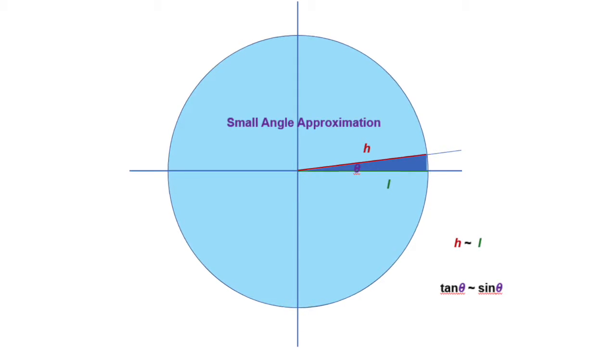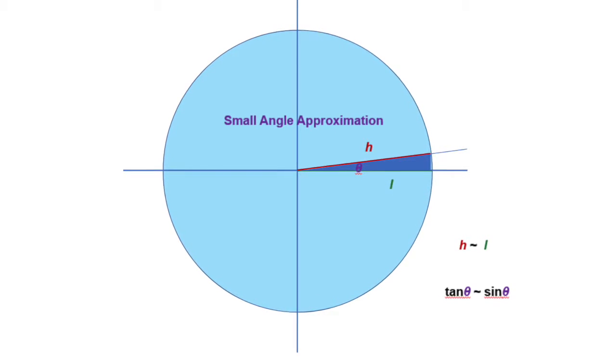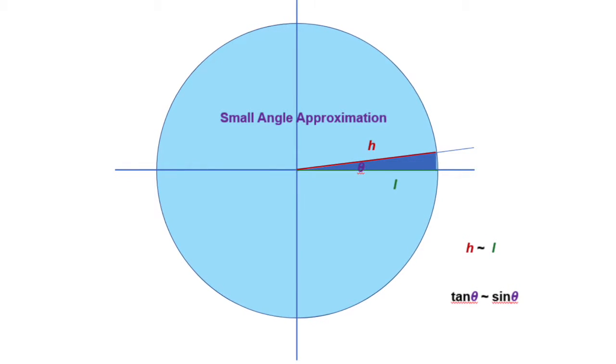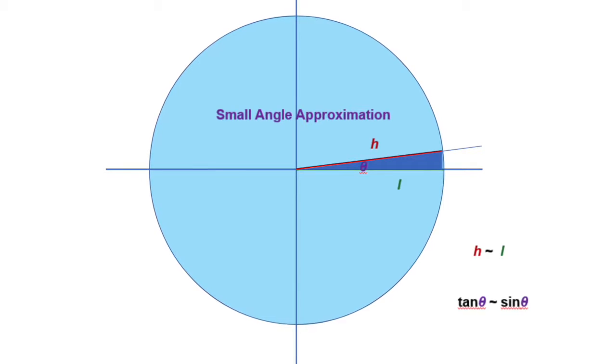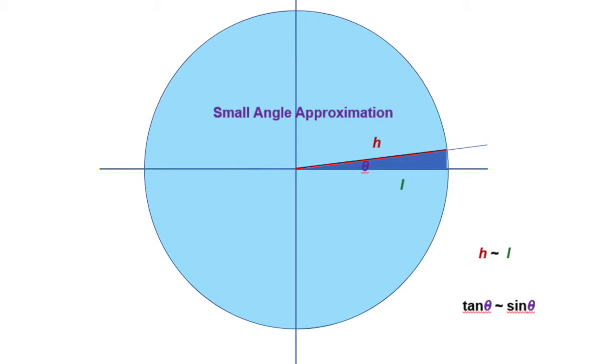Think of the unit circle. When the angle is small enough, the hypotenuse and longer leg are about the same length. As such, tangent, opposite over adjacent, would be approximately the same as sine, which is opposite over hypotenuse. The interchangeable use of sine and tangent is called the small angle approximation.